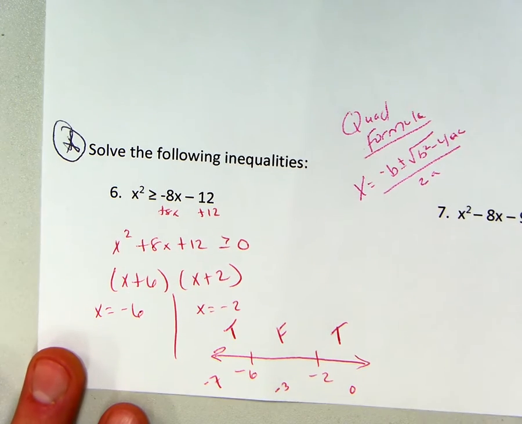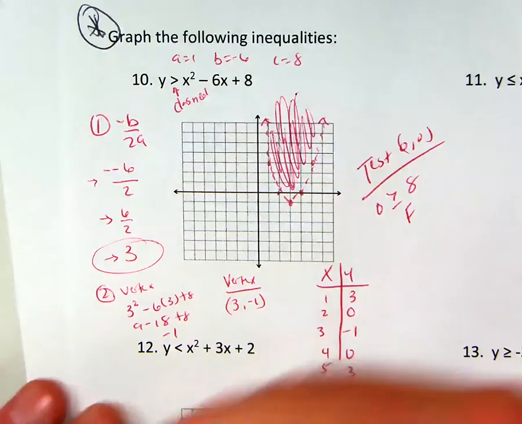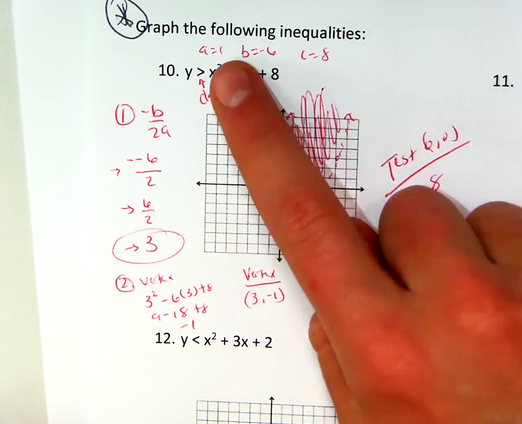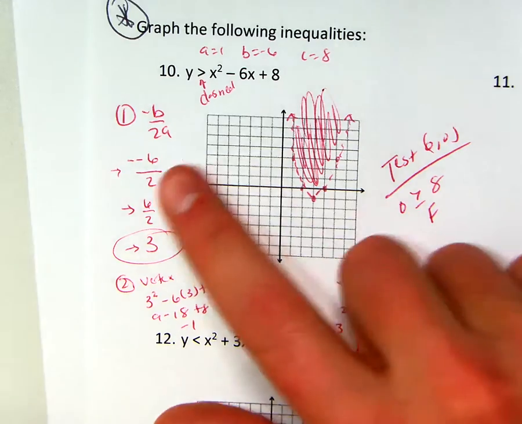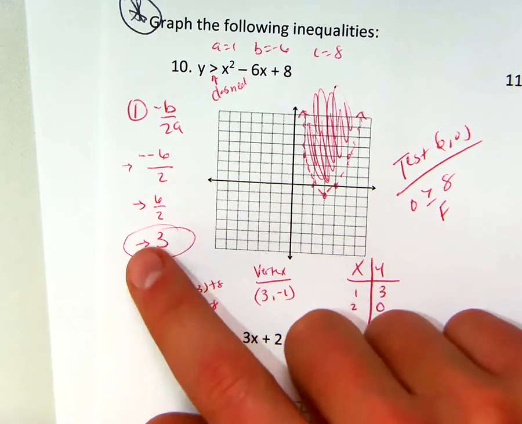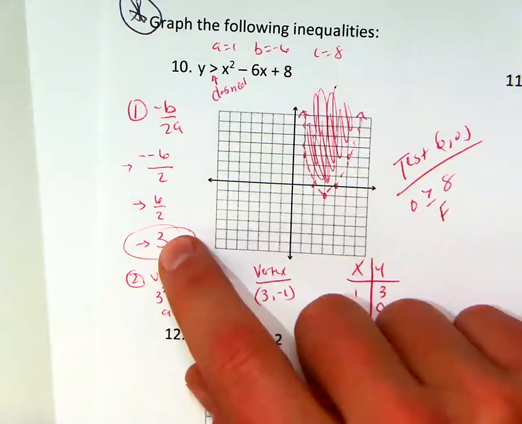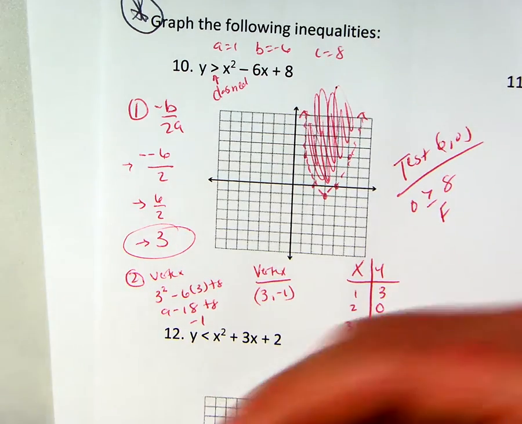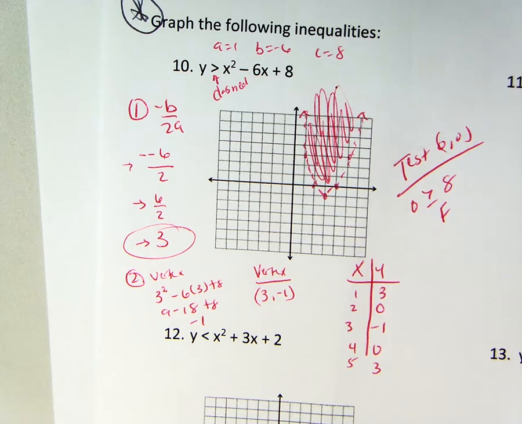That is a part of that assessment. It's on the bottom. And then the last part is, can you graph the inequalities? First off, you're going to start with labeling what is your A, what is your B, what is your C. Your first part is doing negative B over 2A. So we have negative 6 over 2. We get 6 over 2, which is 3. So my axis of symmetry, that's what we're doing right now. We find our axis of symmetry, that's 3.